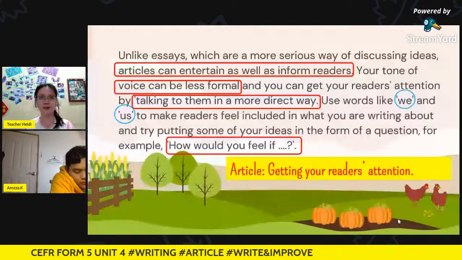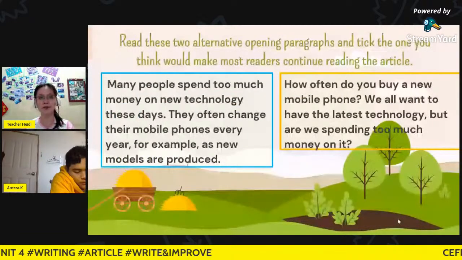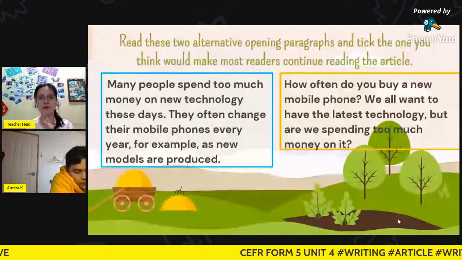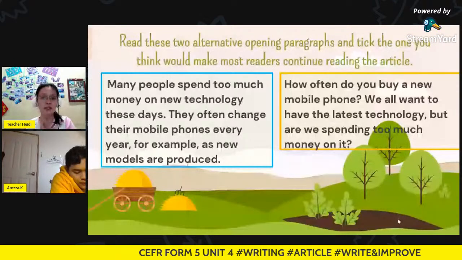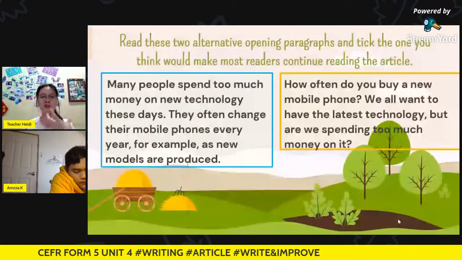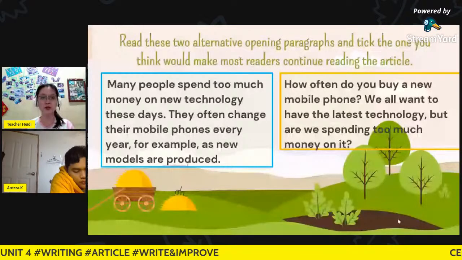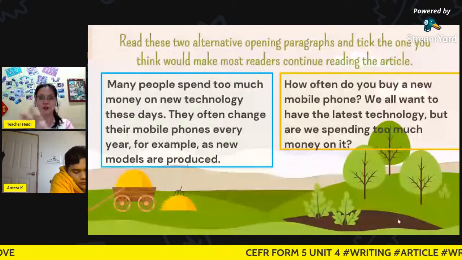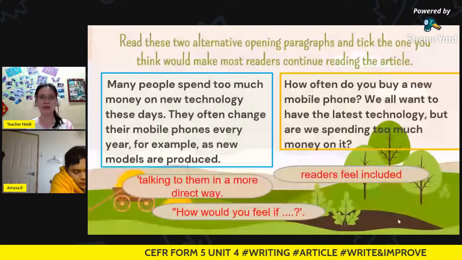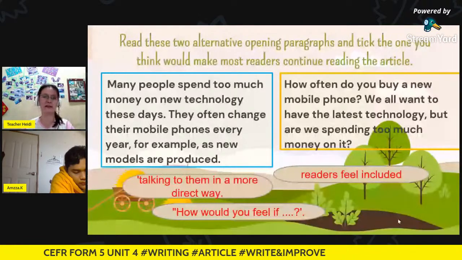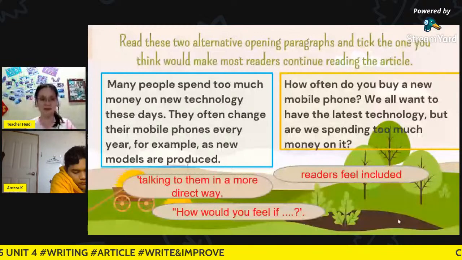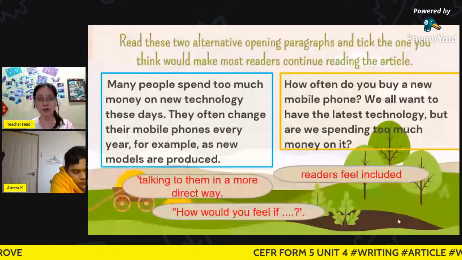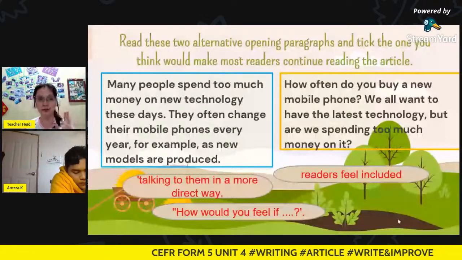Yesterday we already looked at this, where we chose: how often do you buy a new mobile phone? We all want to have the latest technology, but are we spending too much money on it? This is a better way to attract your reader's attention because it uses the words we and you, instead of they, mereka, which doesn't really give that kind of contact. When the assessor marks, they will look into the pronouns for communicative achievement.